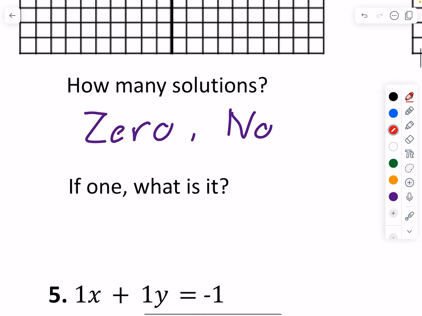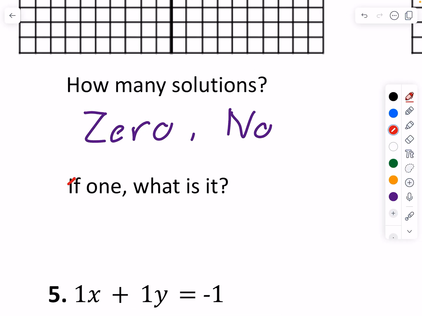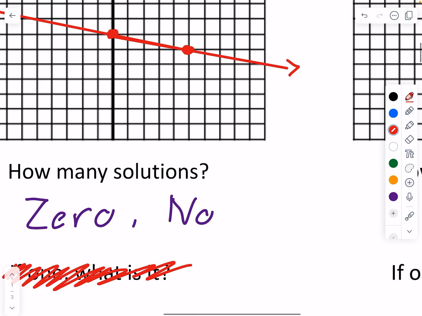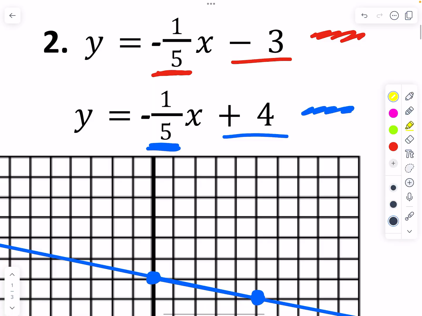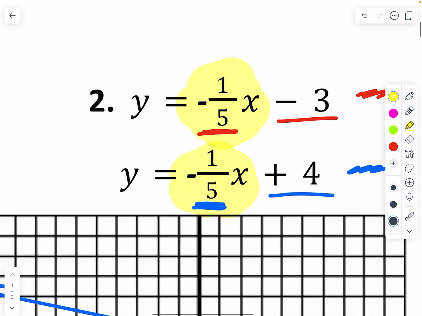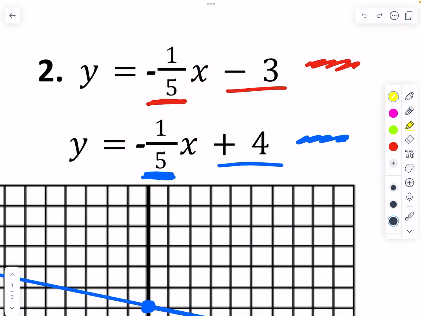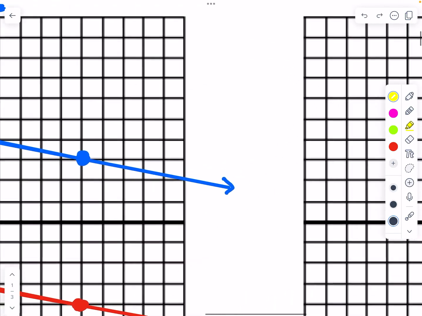Okay, let's do one more. Also, if we have no solutions, you do not need to do the bottom question. There's no point where they will cross. My hint to you going forward: think about if we ever have the slopes the same again, what that will mean for our graphs. What will our graphs look like?